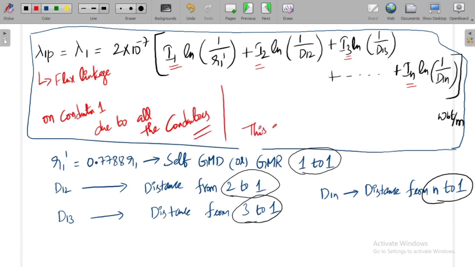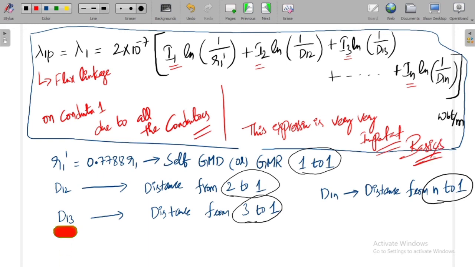So this expression is very, very important because it forms the basis in order to find the inductance of a group of conductors. When there are 3 conductors, when there are 6 conductors, when there are bundle conductors, in all these situations, right?